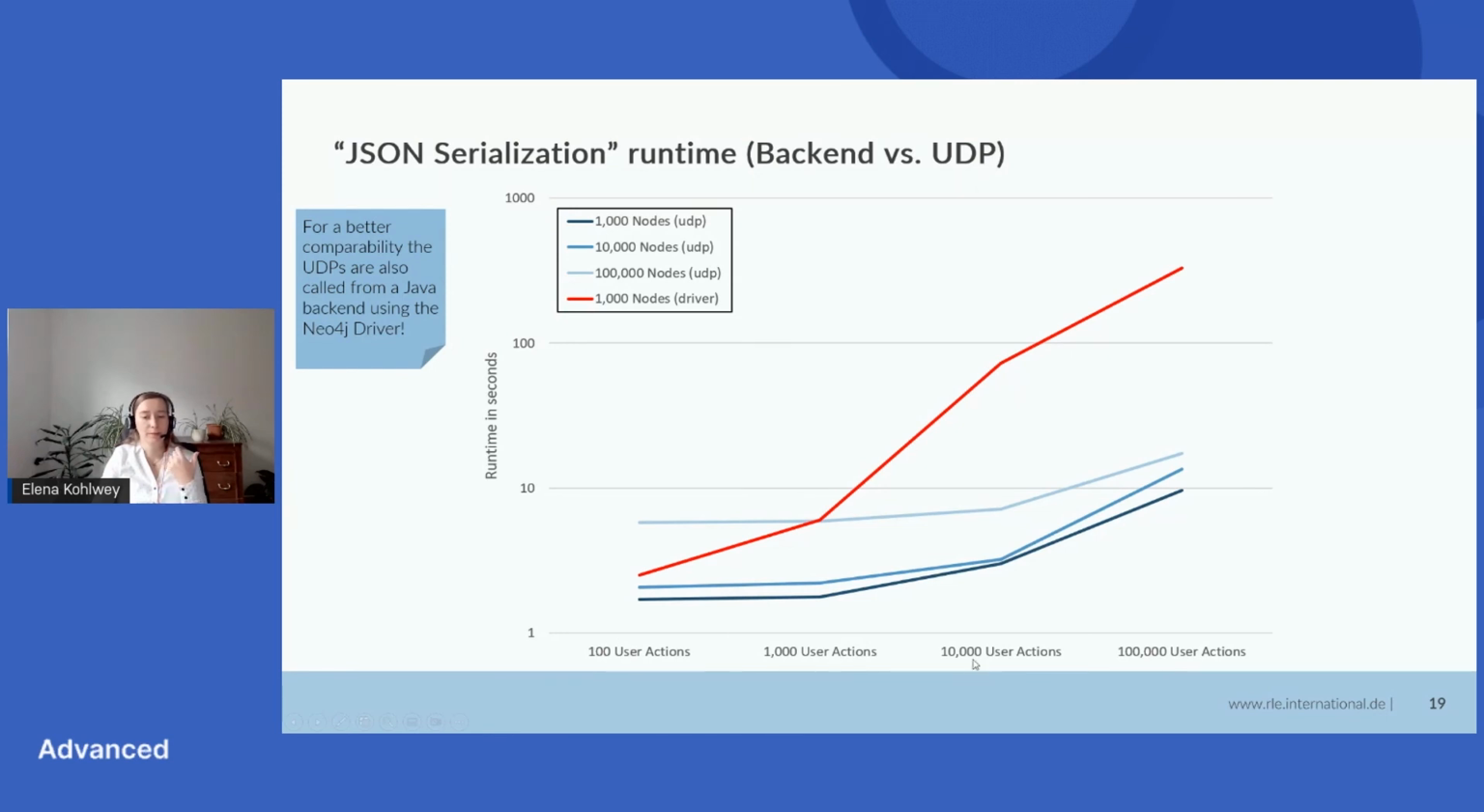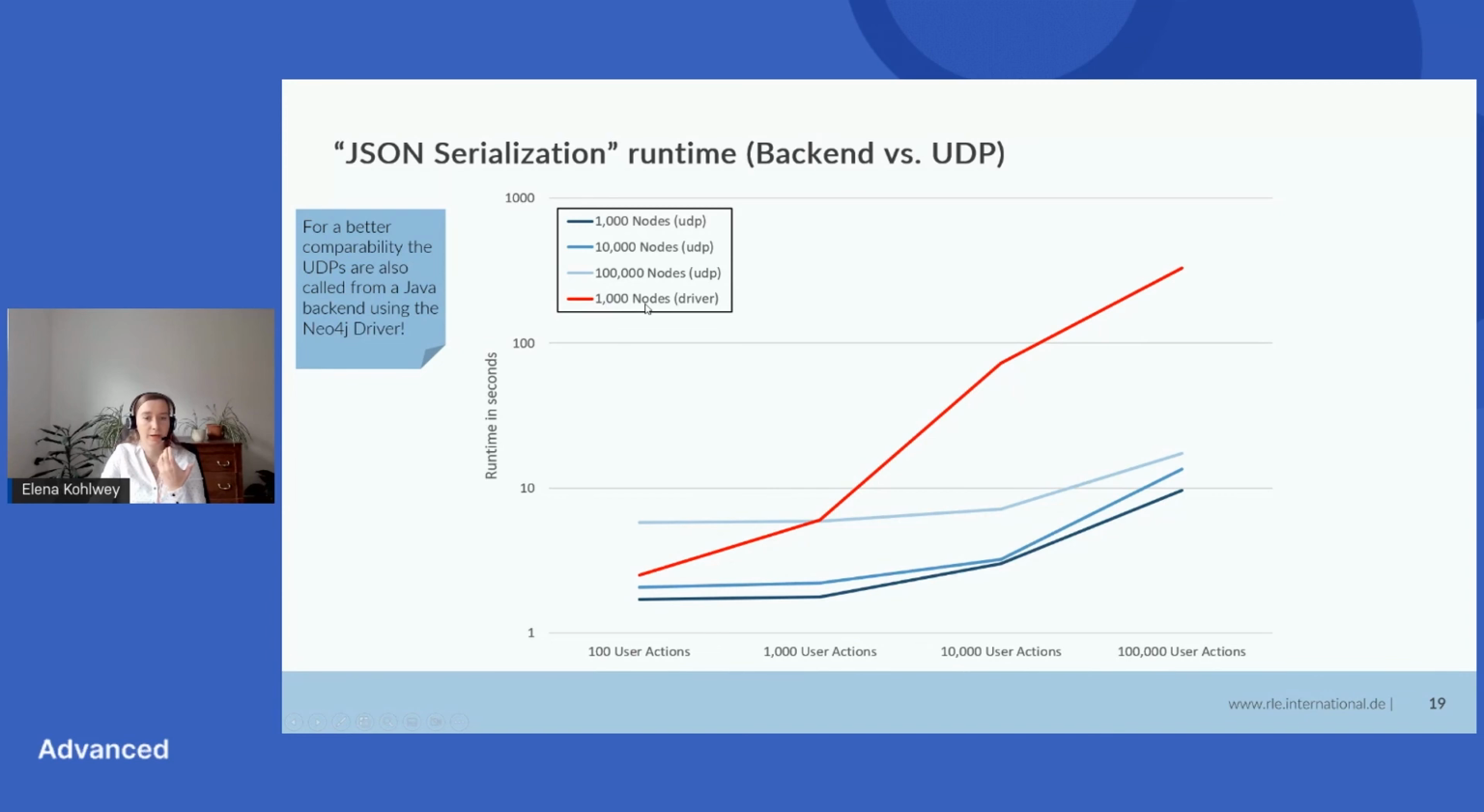And this is the number of user actions that I'm applying. And you see that with the user-defined procedures, it's all very quick. So even 100,000 user actions put onto 100,000 nodes is really quick. It's like around 10 seconds. But now look at this red line here.